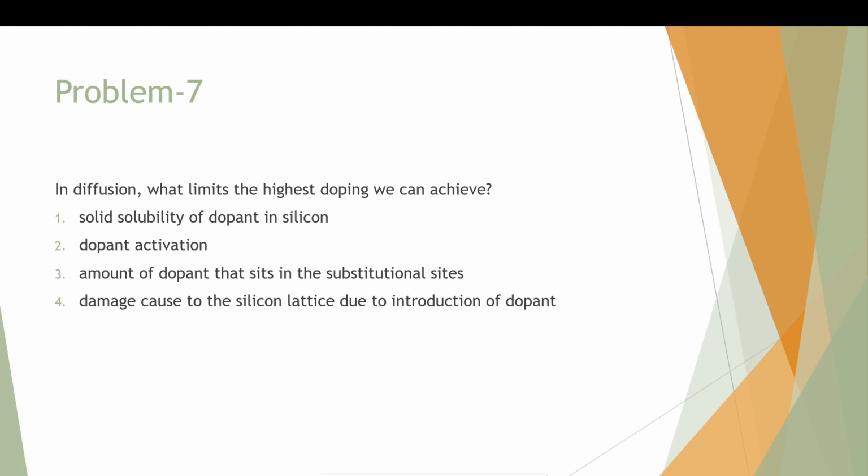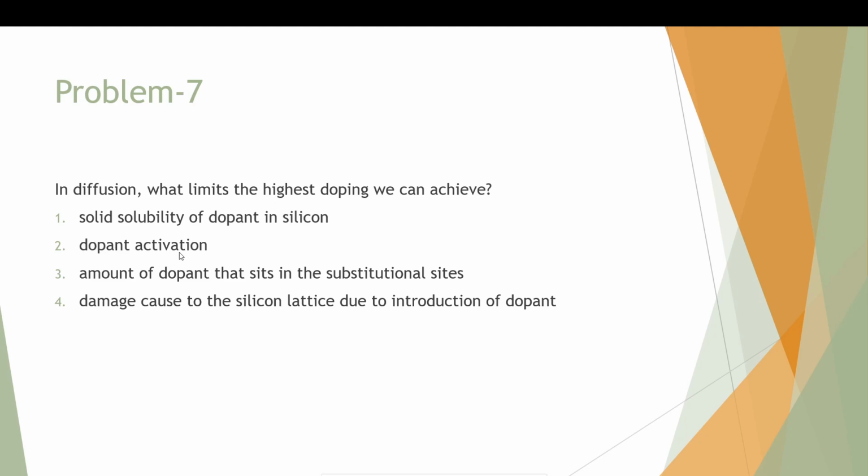Okay. In diffusion, what limits the highest doping we can achieve? Solid solubility of dopant in silicon. That is definitely true, right? Solid solubility will definitely limit the highest doping that we can have. It basically tells us the maximum amount of the diffusing solid that can be dissolved in the bulk. So by definition, it limits the highest doping that we can achieve.